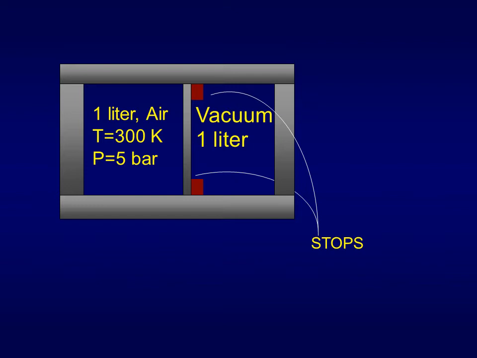If I remove those stops, that's going to slam that piston to the right because I have that pressure and nothing balancing it, no pressure on the other side. I have a vacuum. So if I remove the stops, the piston is going to go to the right, and that air is going to push that piston back.